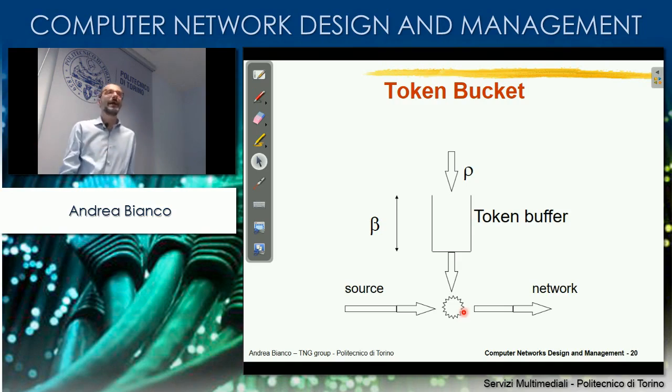Okay? This works well if we assume one packet per token, under the hypothesis that the packet is of fixed size. Otherwise, you should adapt this: instead of accounting for an integer number of packets, you account for a given number of bytes. So a token is the permission to send a given number of bytes. If the packet size is smaller than this amount of bytes, you can send it. Otherwise, you have to wait until you have enough bytes. It's just a straightforward extension, okay? Clear?